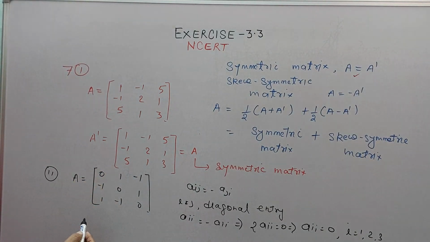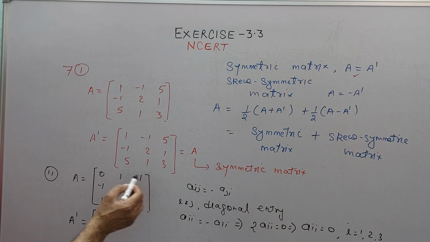Now let us find the transpose of A. This is the transpose of A. The first row becomes the first column: 0, 1, minus 1. The second row becomes the second column: minus 1, 0 and 1, and the third row becomes the third column: 1, minus 1 and 0.